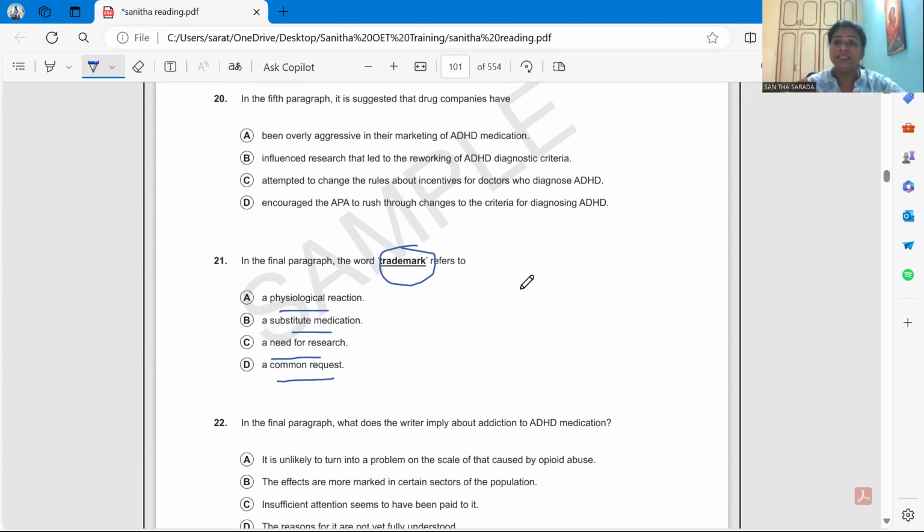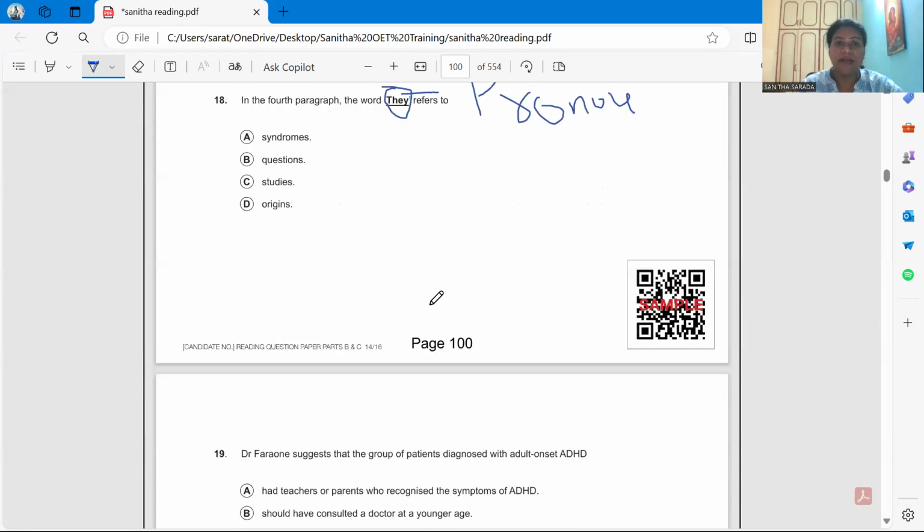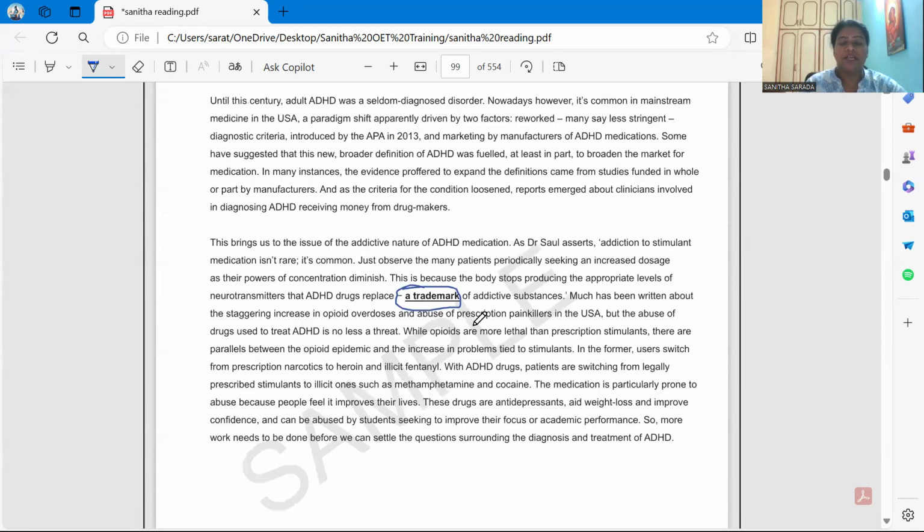Okay, what does the trademark refer to? We have to go to the final paragraph. You have to read one or two sentences before and one sentence after the referral word. I would like to give you one more suggestion. You have to understand the context of the sentence when you get these types of questions. First, you have to understand the context of the sentence containing the pronoun or specific term.